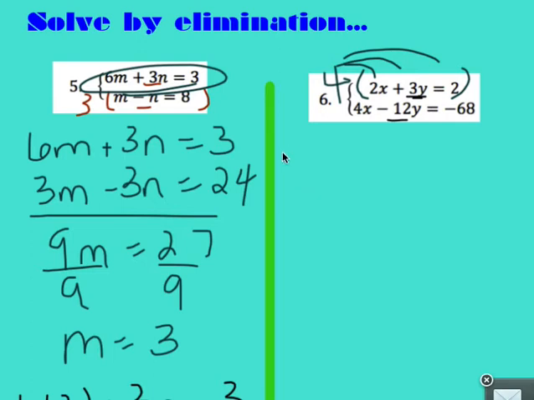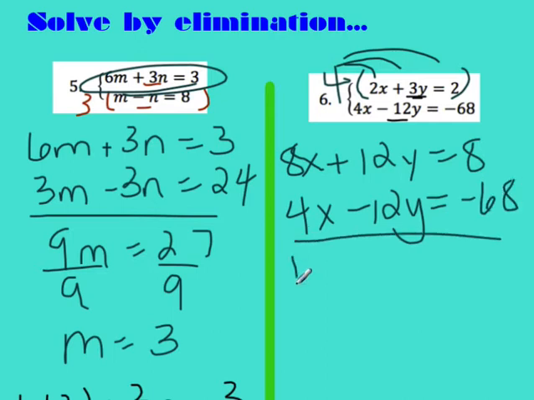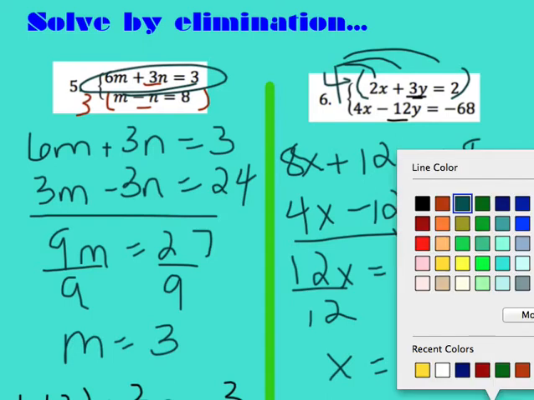So then we have 8x plus 12y is equal to 8. And then the bottom equation is going to stay the same. So now we're ready to go ahead and add down our columns. Well, 8x plus 4x is going to give us 12x. And then our y's are going to cancel. 8 minus 68 is negative 60. Divide both sides by 12, and you get x is equal to negative 5. So x is equal to negative 5.